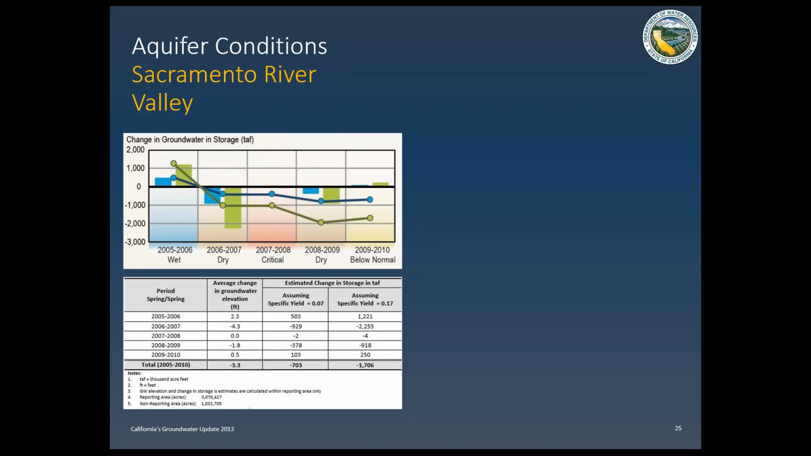In the wet year that it started, we were at a net positive. The green is the high end, and the blue is the low end of that specific yield calculation. But as the years moved on, you can see the amount that we went into deficit all the way through 2010. So by the time 2010 rolled around, we were at a deficit of about 700,000 acre feet, or 1.7 million, or somewhere in between.